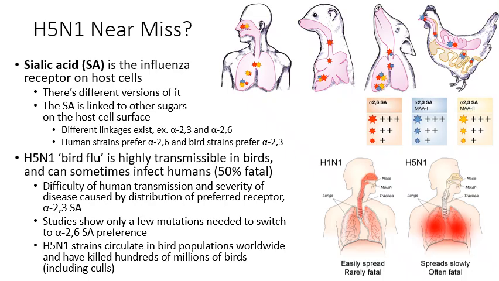But if you were to have a strain of the virus that can use both the alpha 2,3 and the alpha 2,6 receptor equally well, suddenly you would have a strain of the flu that transmits really easily and also has a high death rate.